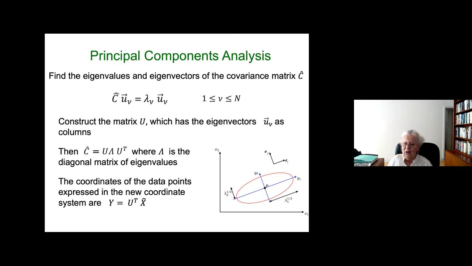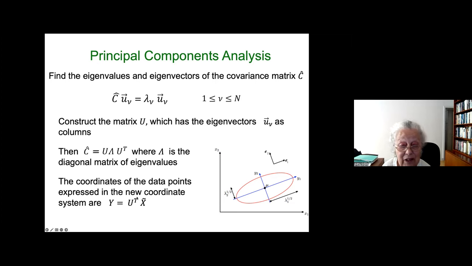So the eigenvalues are variances. So the standard deviation, which is the size of the spread, is the square root of the eigenvalues. So the square root of lambda one gives me a measure of the standard deviation of the data along this axis. And the square root of lambda two gives me a measure of the standard deviation of the data along this axis.